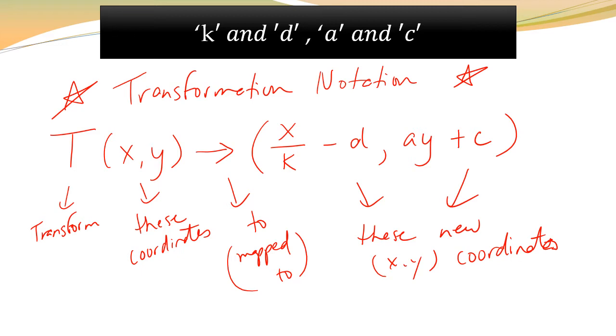So as long as you can pick out all the key pieces of the equation, where's the a, where's the k, where's the c, where's the d value, you can put it into this transformation notation, and you can take a set of points, original points, transform them or map them to new points according to these rules. X over k minus d, and then ay plus c.